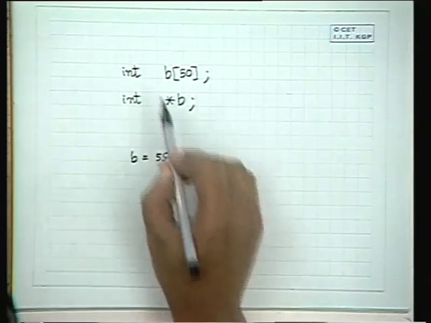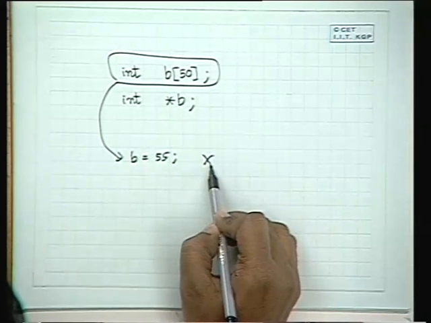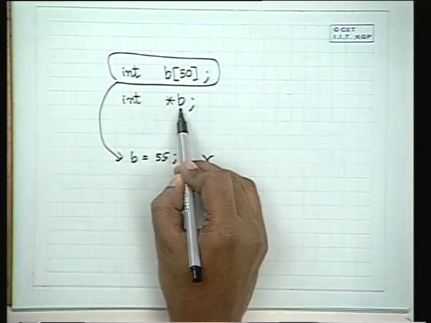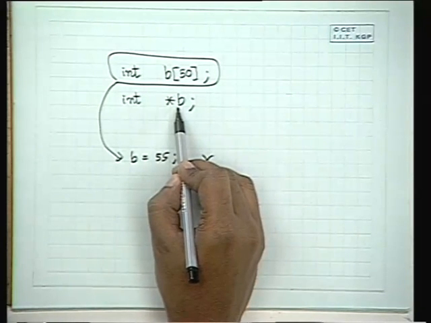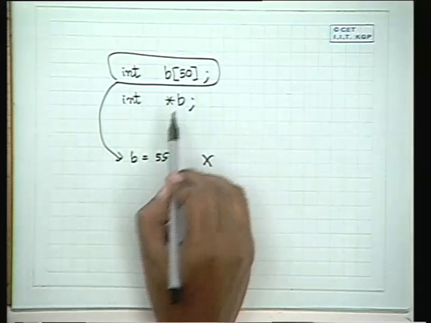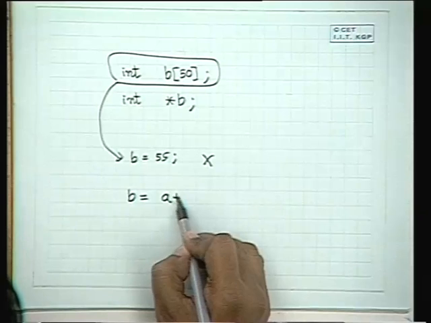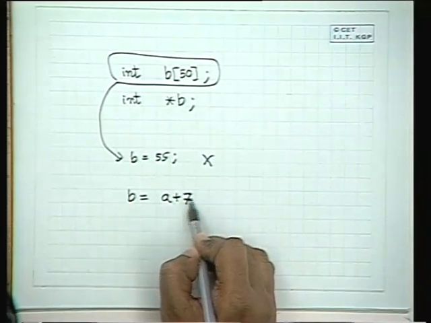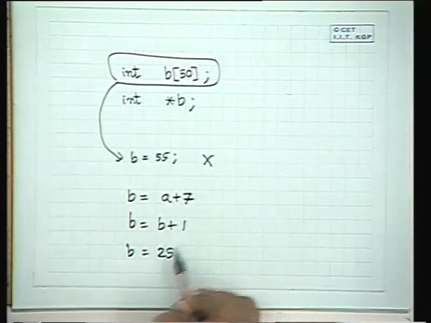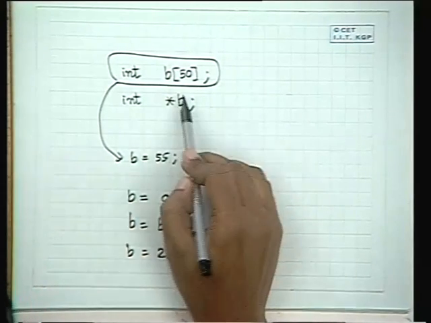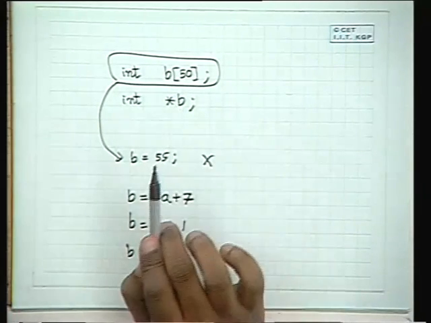Alright, this B, this is not allowed, but this one is a variable. This B is a variable, and this B can be changed. This B can be assigned. B is equal to A plus 7, B is equal to B plus 1, B is equal to 25. All these can be done because this is a variable which is of type pointer to an integer.